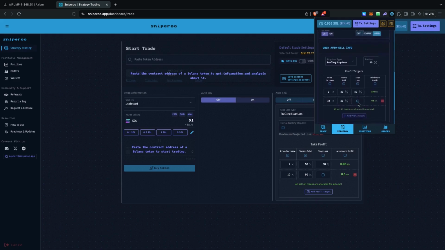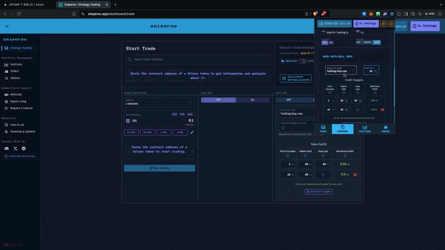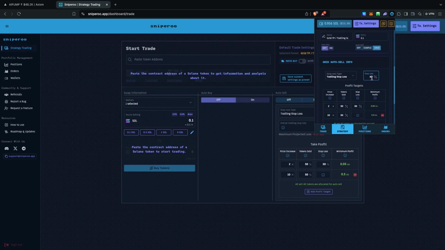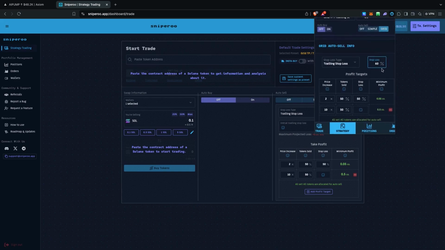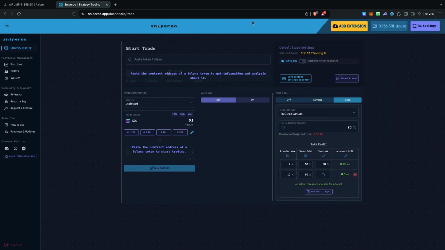Just pause my video and take a look at this. If you really want to be aggressive, you can always put your initial trailing stop loss at 20%, but that's going to trigger you out at minimal profit. This is one of the reasons why my trailing stop loss is at 60%. So this is very important.